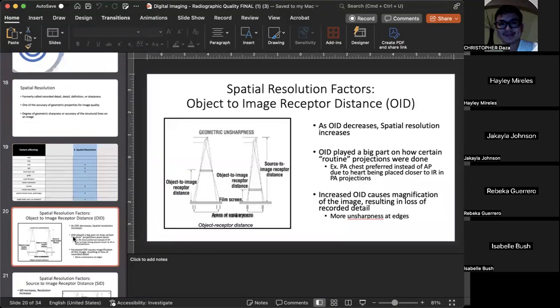And so the OID, as OID increases, spatial resolution increases. Okay. As OID decreases, I should say. And so the image here showcases it. So whenever you have a smaller OID, the spatial resolution gets better, okay? Because what happens is the edges, when you pull an object further away from the image receptor, will start to get blurry, okay? There's more unsharpness at the edges.